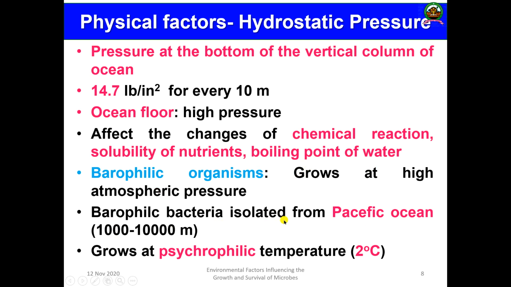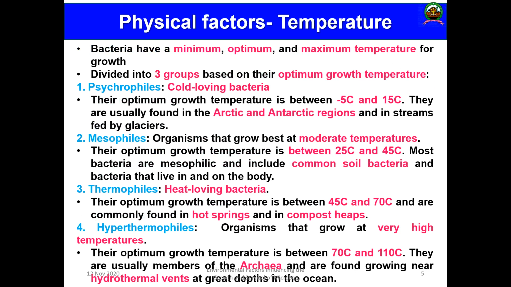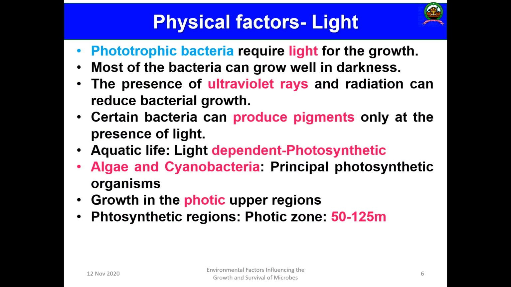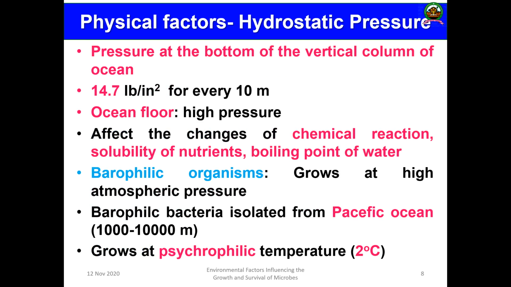These barophilic organisms are isolated from the Pacific Ocean, approximately 1000 to 10,000 meters deep from the top to bottom of the sea, and they grow at a psychrophilic temperature. Remember that psychrophiles are organisms able to survive at low temperature, approximately 2 degrees centigrade. So hydrostatic pressure is very important. These are the physical factors: temperature, light, osmotic pressure, hydrostatic pressure.